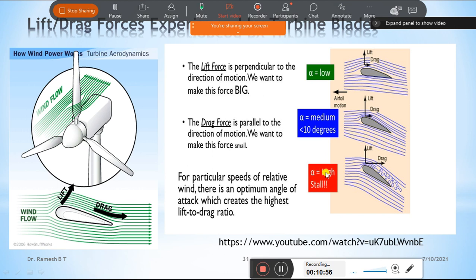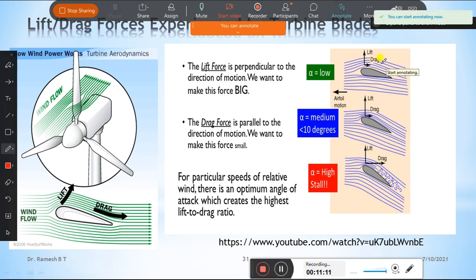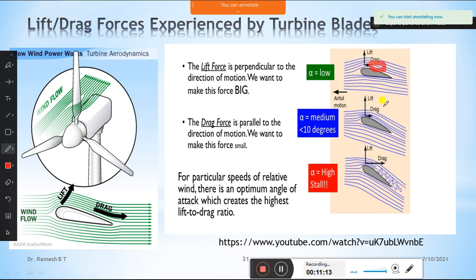But if the alpha is high or optimum, then the angle of attack is maximum, so it will reduce the drag force. In the figure, you just observe, here there is a drag force, here also there is more drag force, but here there is less drag force. That is because of the high alpha, high angle of attack.